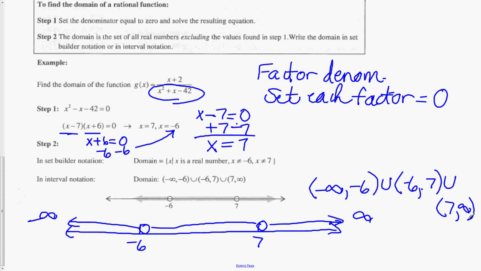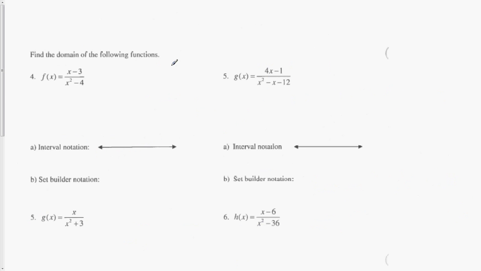Now, I think that mainly your homework is going to ask for your answer with your numbers listed. So we'll talk more about interval notation at a later time. Okay, so let's look at these next ones.